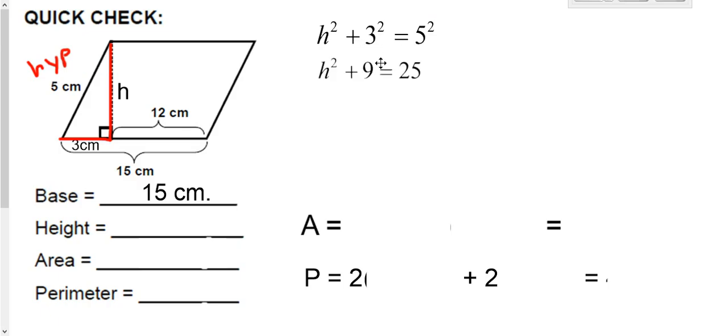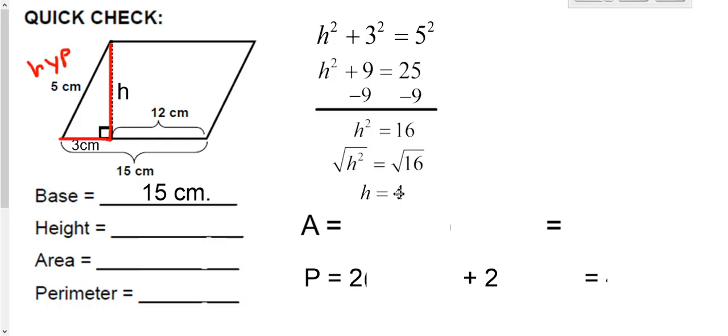3 to the second power is 9. 5 to the second power is 5 times 5, or 25. Now we'll isolate h squared by subtracting 9. We end up with h squared equals 16, but we want what h is. To cancel out the power, the opposite of squaring something is the square root. So we take the square root of both sides, and we get h equals 4. If you need any help with the calculator, let me know. So now we know the height is 4 centimeters. We're ready to go ahead and do our area and perimeter.